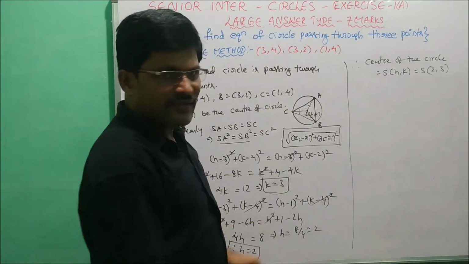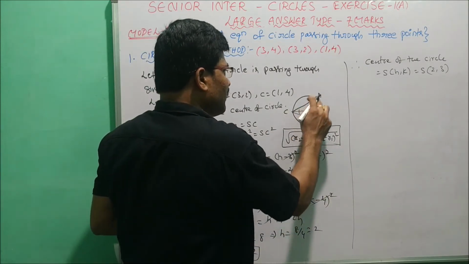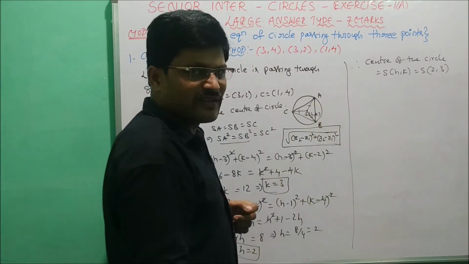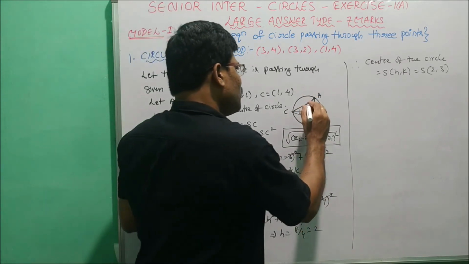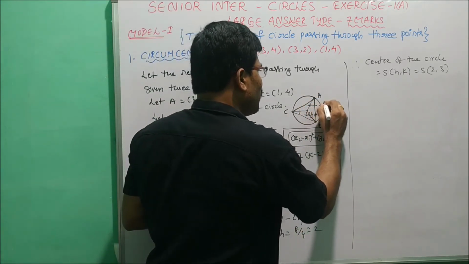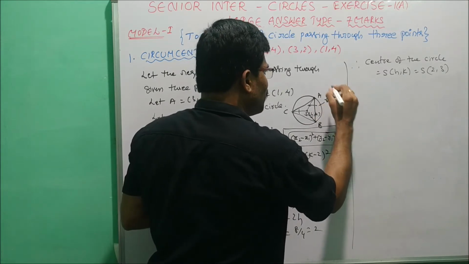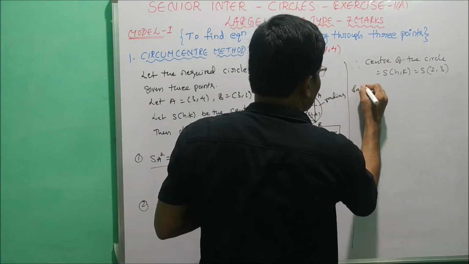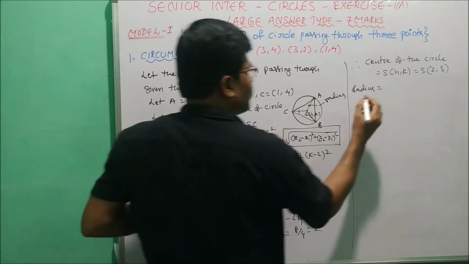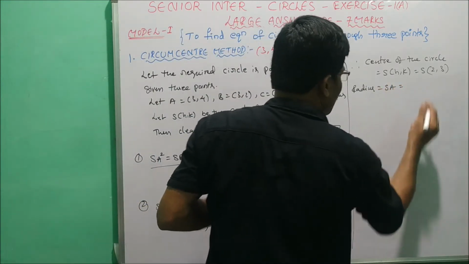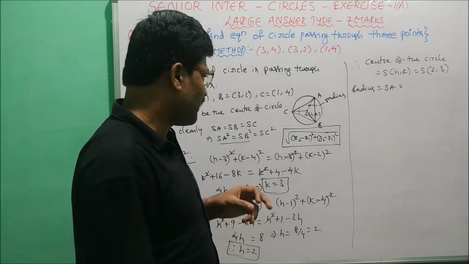And to find the radius, clearly we observe that S is equidistant from the given 3 vertices. Already this is a constant distance. Therefore this constant distance is called the radius. So here we take radius equals either SA or SB or SC. We take one of the values, SA.